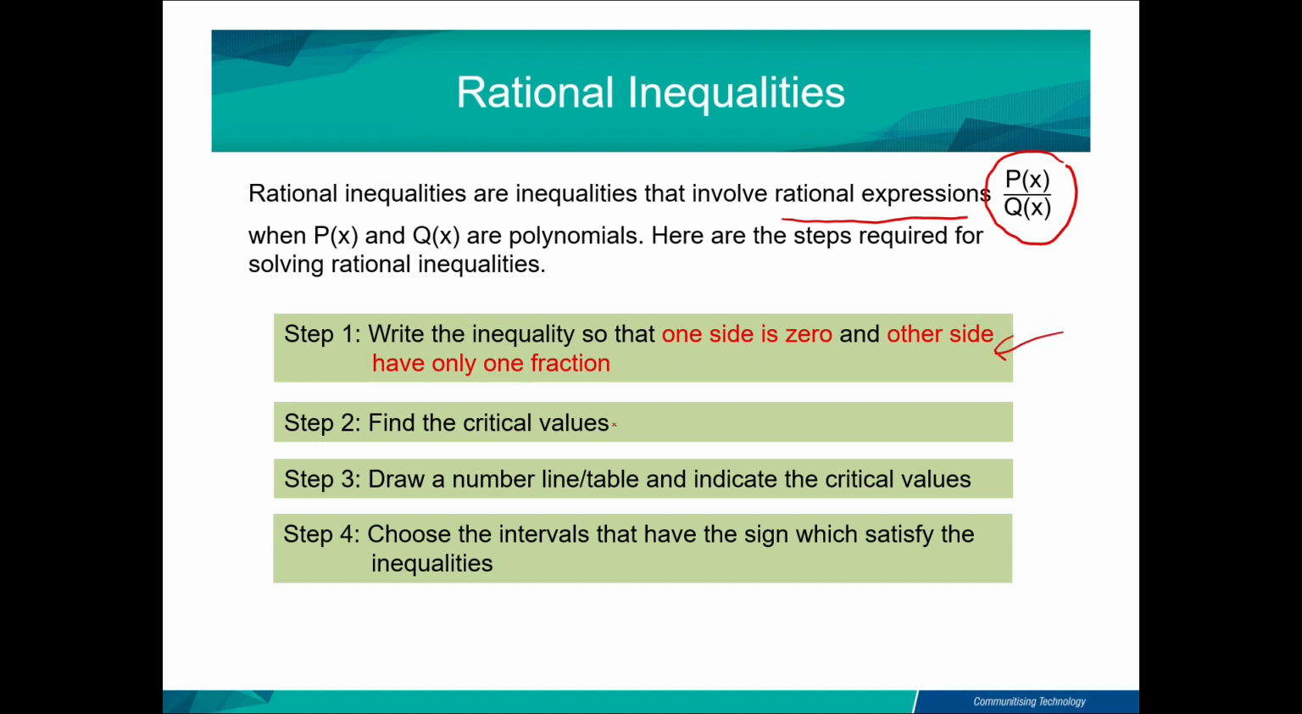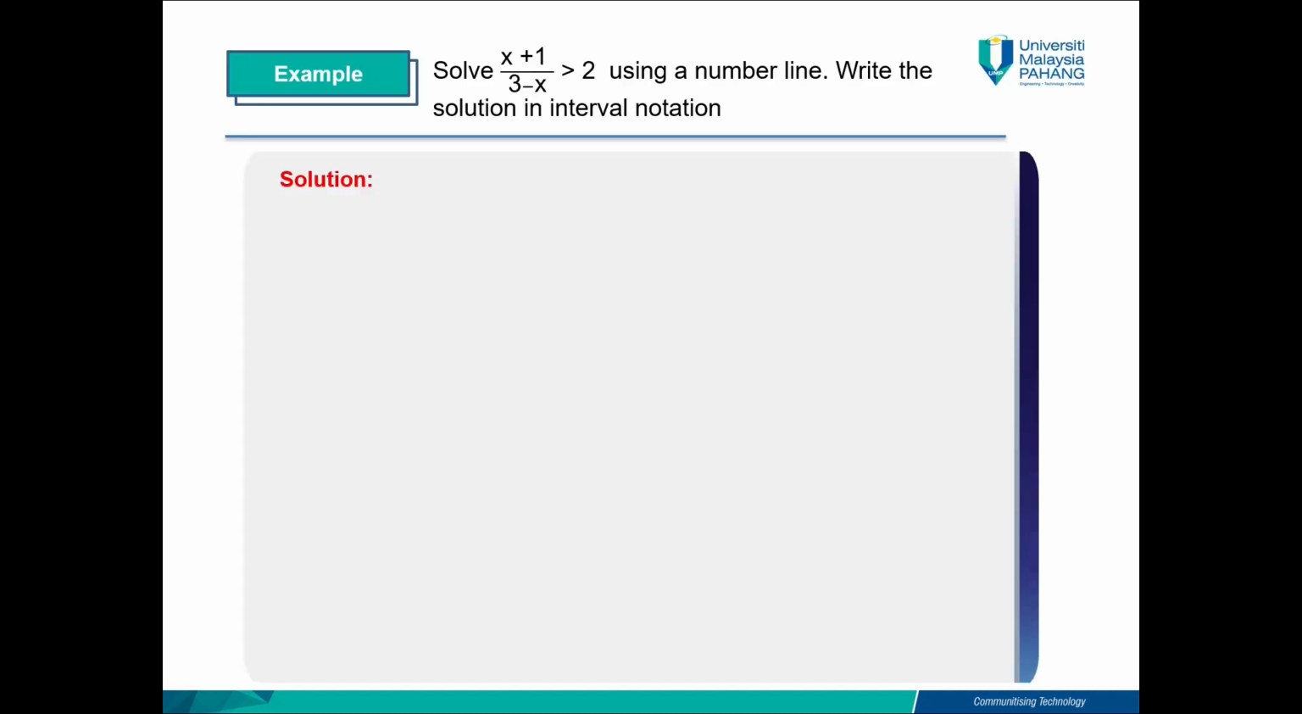Second, we find the critical values. The third, we draw a number line or a table to indicate the critical values. And lastly, we choose the interval that has the sign which satisfies the inequality. So let's check out the next example. For example, we have (x plus 1) over (3 minus x) more than 2, using the number line. We would like to find the value of x.